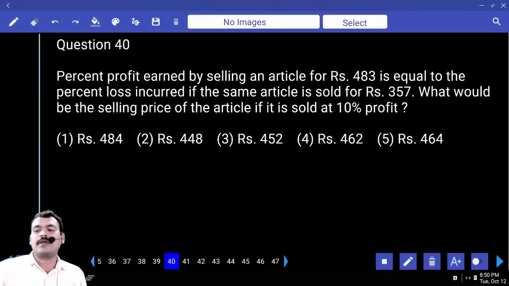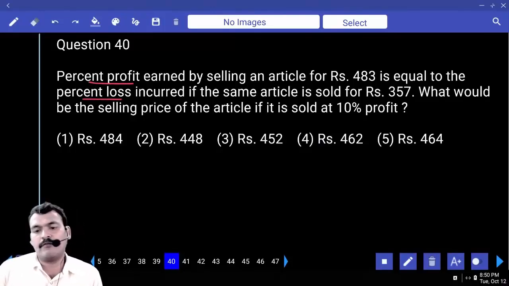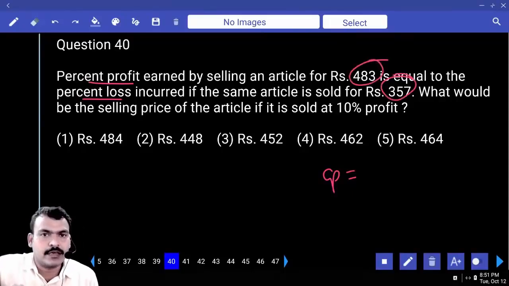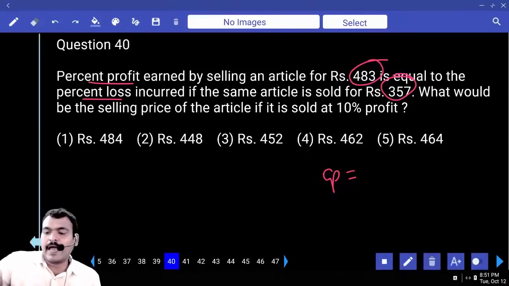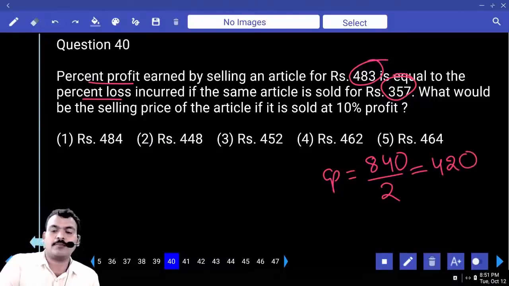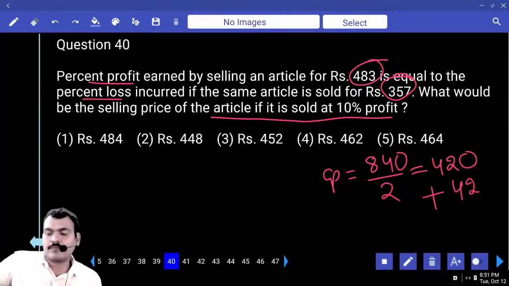Okay. And here profit is equal to which one? Profit percent is equal to which one? Loss percent. When profit percent is equal to loss percent, then the cost price is equal to which one? Average of the selling prices or cost price? Selling prices. What is the first selling price? 483. Second one? 357. What is the total? 840. Average means 840 by 2, or not? 840 by 2 means how much value are we getting? 420. What is the question here? Selling price of the article if it is sold at 10% profit, then we are adding 10% value, or not? What is 10% of 420? 42. Total it will be 460.